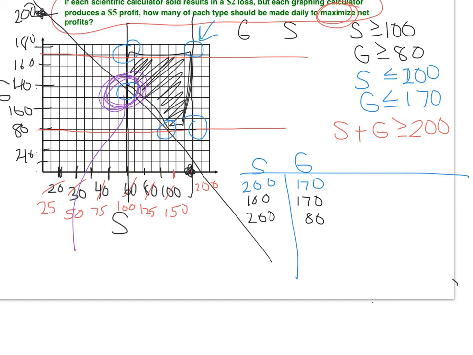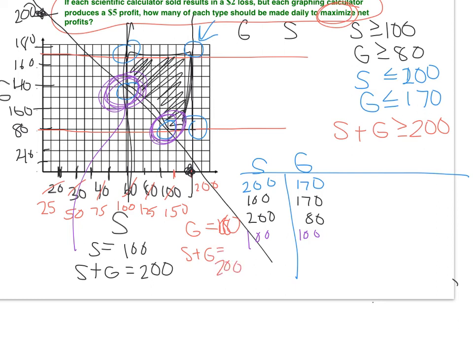So basically you're solving the system of S equals 100, because that's the vertical line, where it intersects S plus G equals 200. So you're solving that system of equations. You can solve it a couple different ways. I'm just going to use substitution. So S is 100 and G is 100. Then the second system you're solving is where G is 80, and then S plus G is 200. So the second system gives S is 120 and G is 80. So these are the vertices of the feasible region.